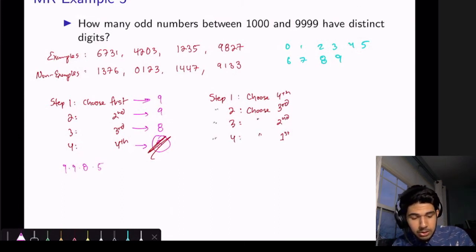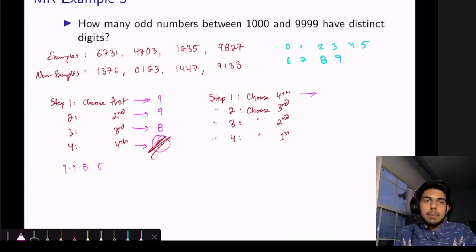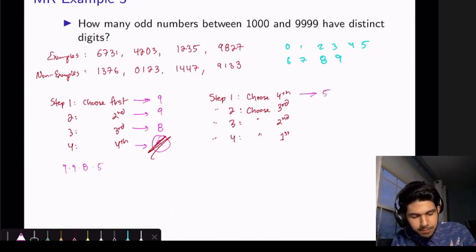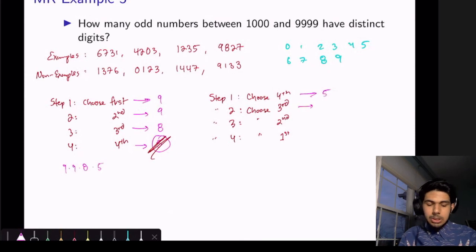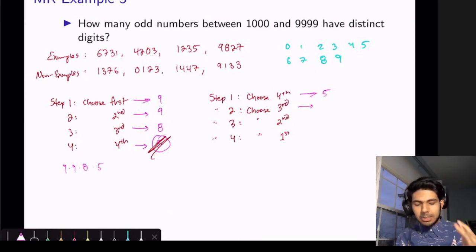So now we'll start out. Choosing the fourth, it just has to be an odd digit. There's 5 ways to do that. Choosing the third digit, well, okay, there's 10 digits to choose from. We subtract 1 because we can't use the one that was in the fourth position, so there's 9 choices here.